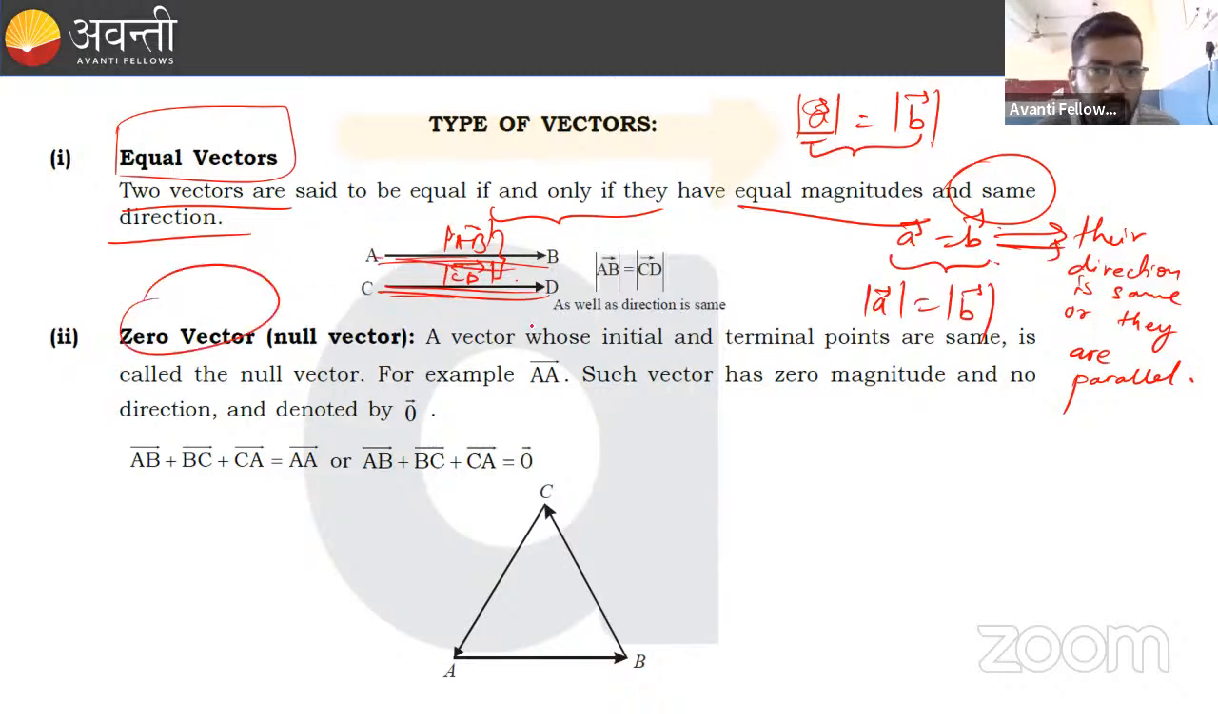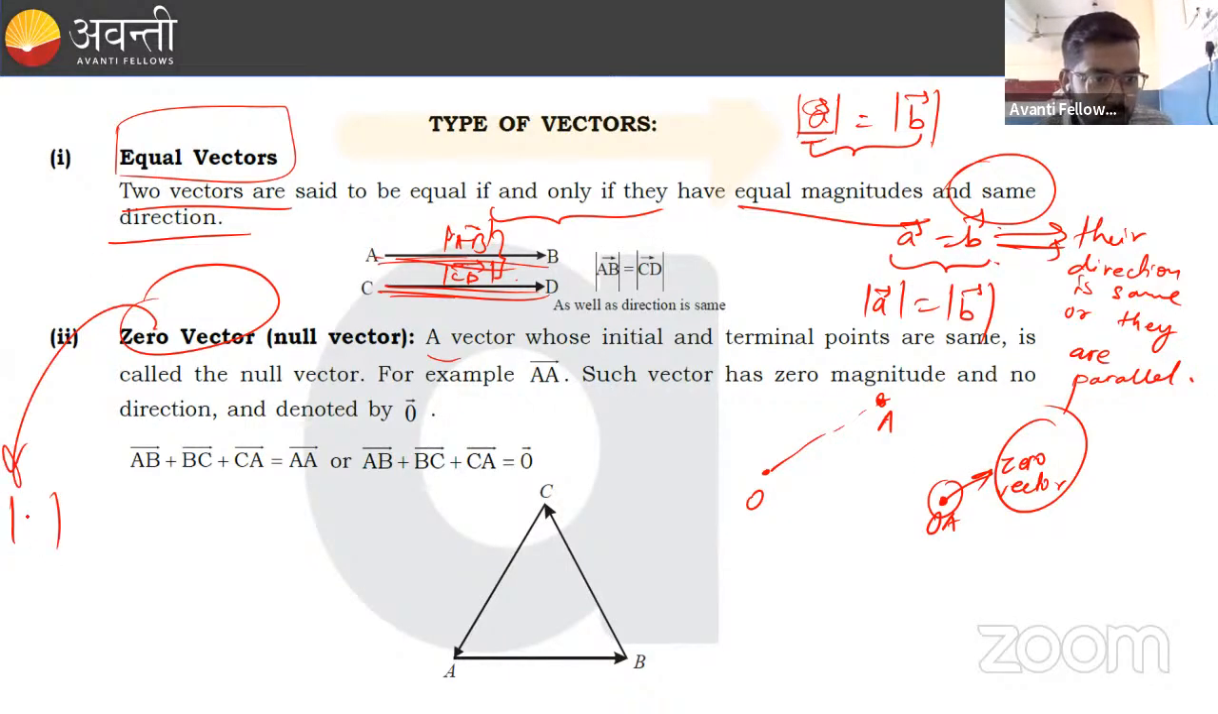What is a zero vector? A zero vector is a vector whose initial and terminal points are the same. So like this is O, and if this is A, this has some length, so that is why this is not a zero vector. But when the originating point is O and the ending point is O, this is our zero vector. A zero vector has magnitude zero. Let's call this Z bar. The magnitude of a zero vector is always zero.